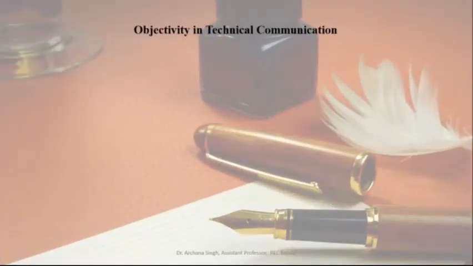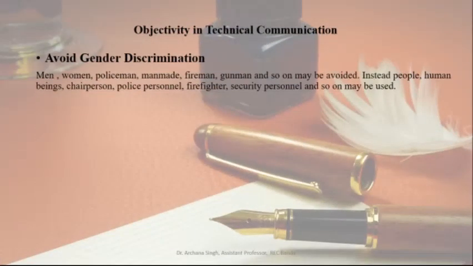Also, to attain objectivity in your writing as well as speaking, you have to avoid gender discrimination. Instead of mentioning men and women, like man, maid, fireman, gunman, you can use human being, chairperson, firefighter, security person, and so on. You don't have to highlight the gender.